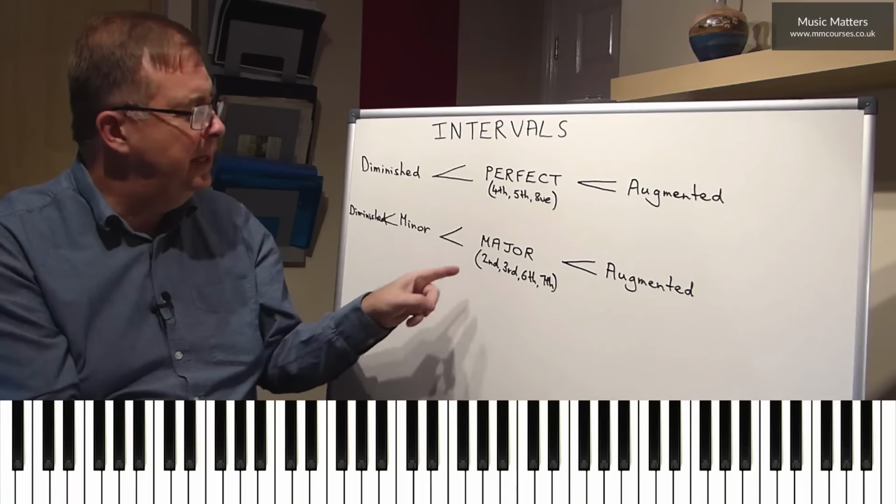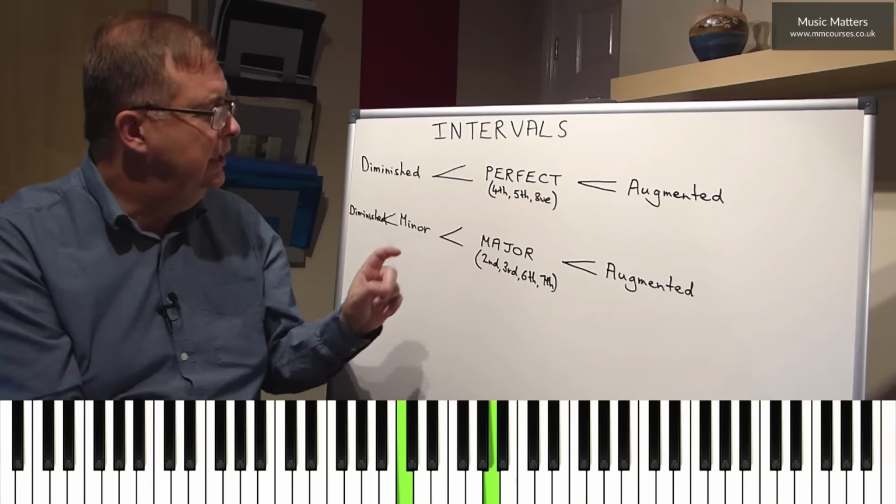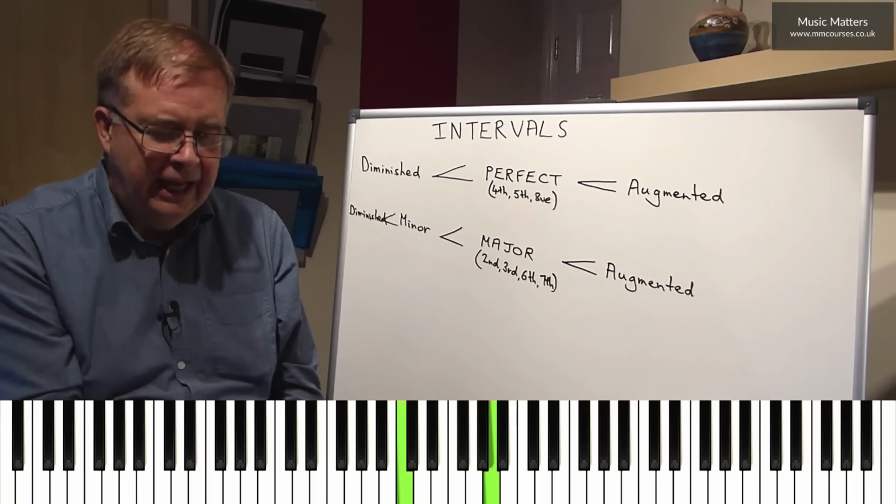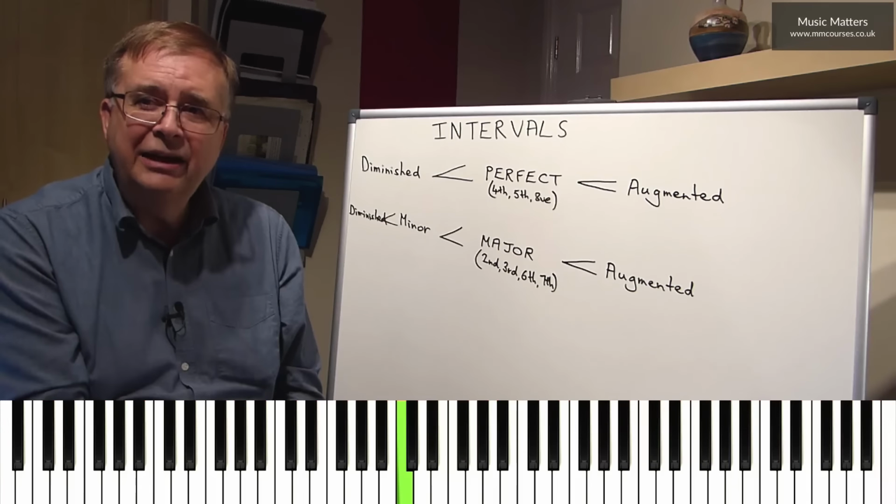Okay, let's go back to major 6 for a moment, the C to A. What would happen if instead of it being C to A, actually my interval was C to A flat?